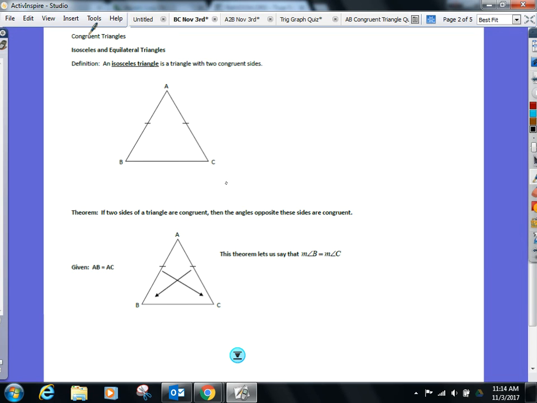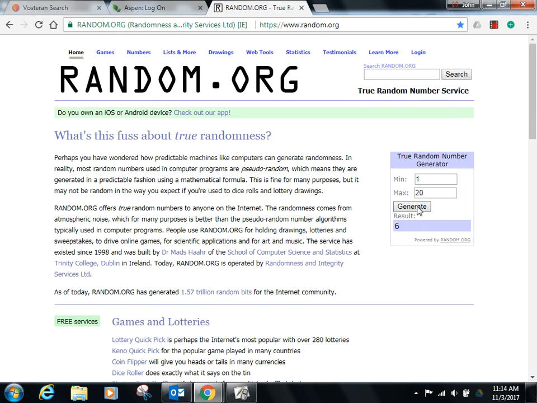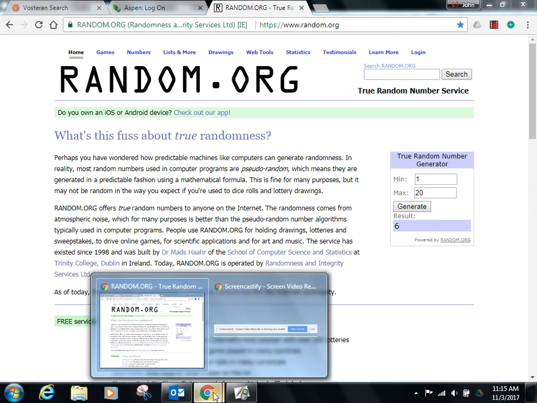Okay, here we go. We are all done with methods of proving triangles congruent. Now we got to focus on the individual different triangles. This one is isosceles today. Okay, here we go. Who's got 6? Okay, Nick, what do you know about an isosceles triangle?